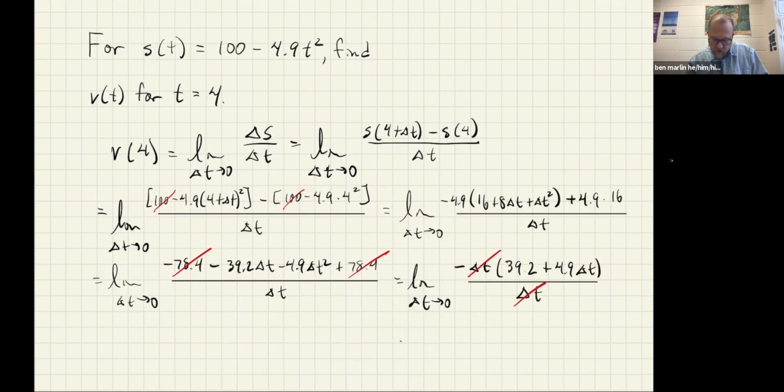And then you're allowed to plug in the delta t being zero, and you'll have minus 39.2 minus 4.9 times zero. So you have minus 39.2. And I think for a problem like this, we're probably talking about meters per second for our units. Anyway, that gets us the idea here. You have to go ahead and do these limits as delta t or delta x or whatever goes to zero, but it's mainly just doing lots and lots of algebra, right?